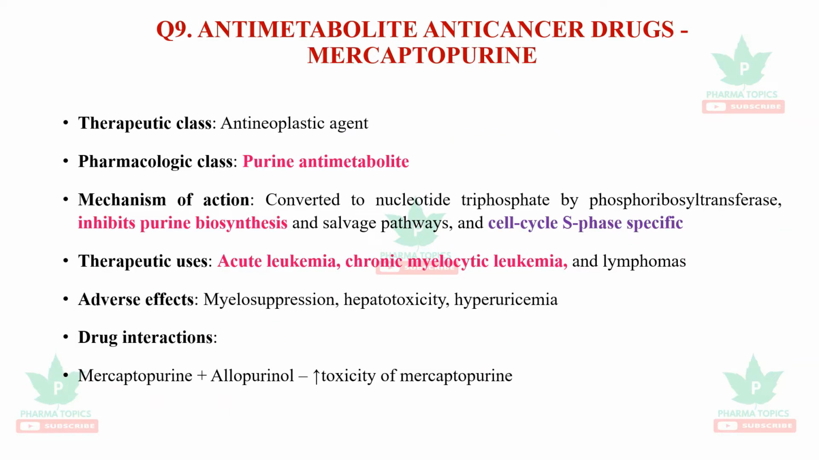Question number 9 is a short note on mercaptopurine. It's a purine antimetabolite anti-cancer drug. It is converted to nucleotide triphosphate by phosphoribosyl transferase, inhibits purine synthesis. It is also cell cycle specific, S-phase specific. It is used for treatment of acute leukemia, chronic myeloid leukemia, and lymphomas. Adverse effects include myelosuppression, hepatotoxicity, and hyperuricemia. Mercaptopurine, when combined with allopurinol, increases the toxicity of mercaptopurine.